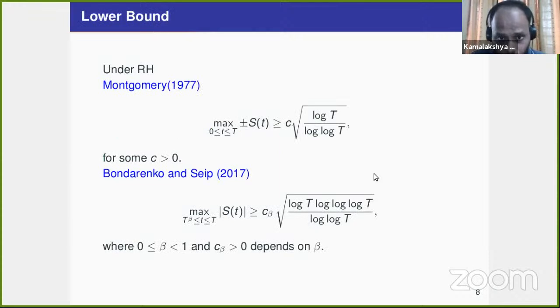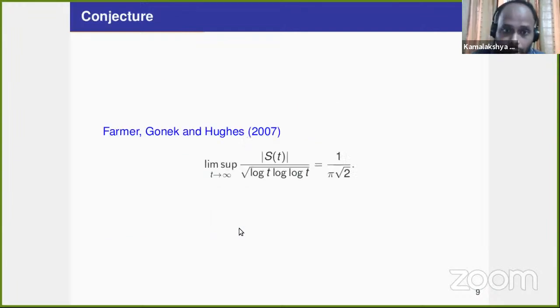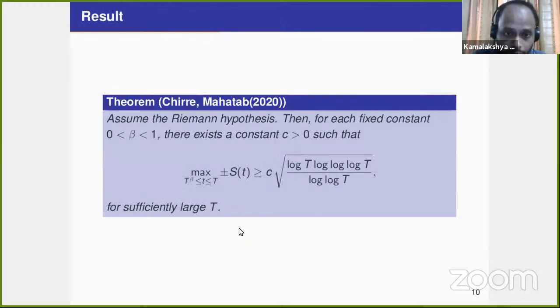They have this result without saying the positive and negative values; they don't account for the signs, and in this result we do that. We know that the positive and negative values of S(t) have this magnitude, and this improves Montgomery's result as well as Bondarenko and Seip's result. Okay, so let's see how the proof works.